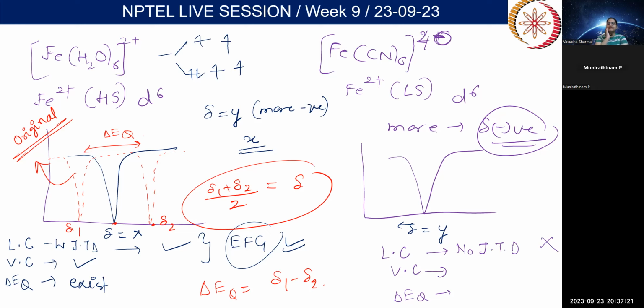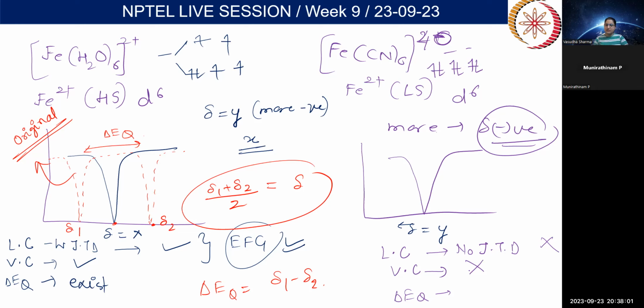What about the valence contribution? Valence contribution follows a similar pattern. You need to see whether there is asymmetric filling or not. In this complex, in the t2g and eg levels, the electrons are paired symmetrically, so there is no valence contribution either. So if both the parameters are absent, will the splitting of that one peak happen or not?